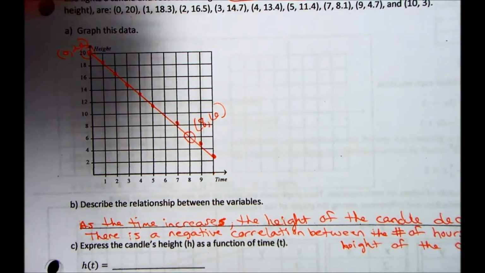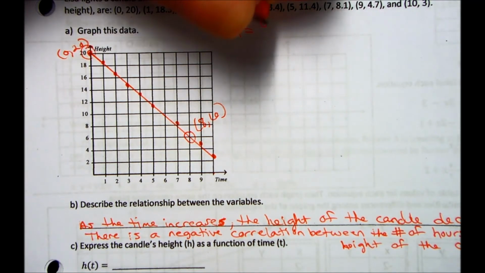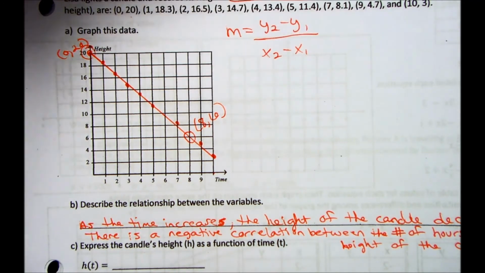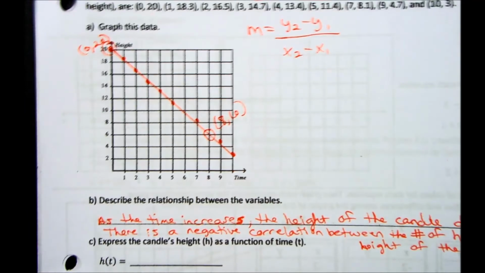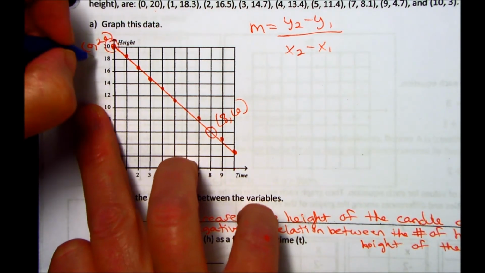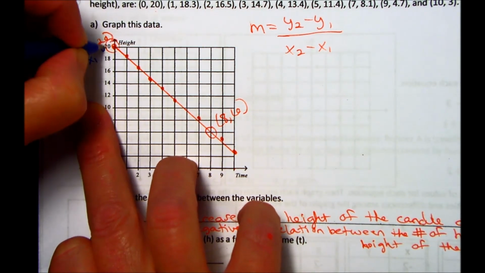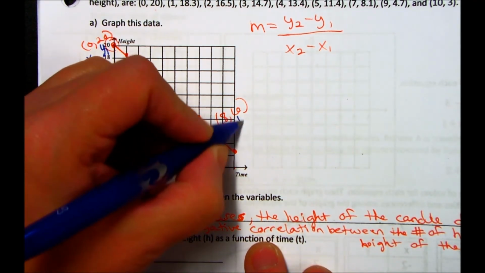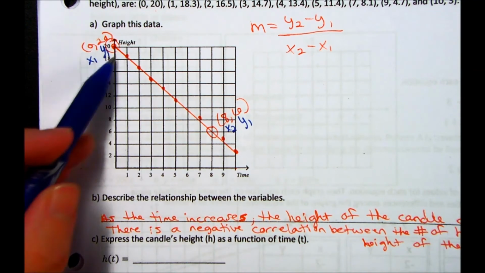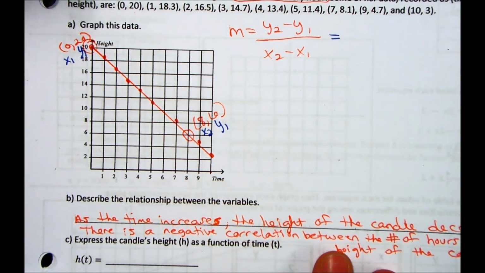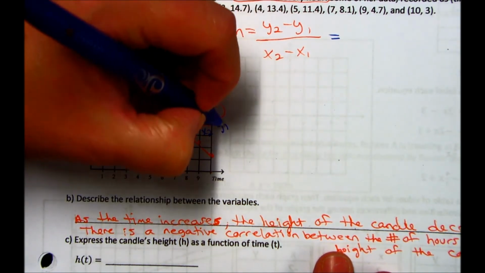So then if I find my slope again, m equals y2 minus y1 over x2 minus x1. I'm going to use a different color. I'm going to make the (0, 20) my x1 and my y1, and the (8, 6) is going to be my x2 and my y2. I should be getting a negative slope here because it has a negative correlation. Oops, I'm supposed to put a 2 there.